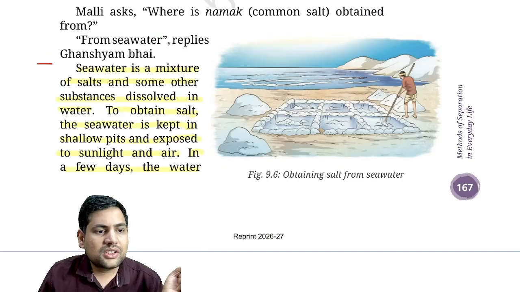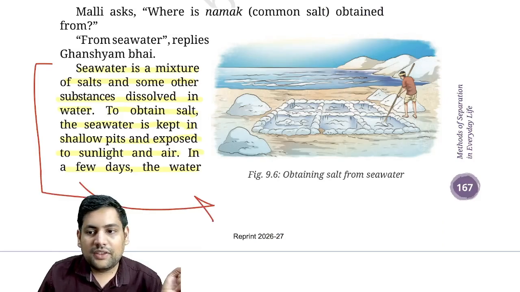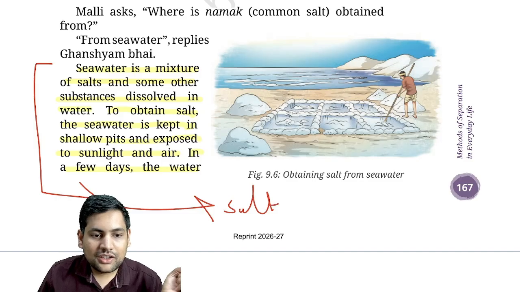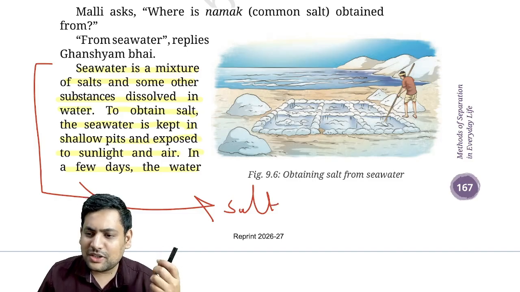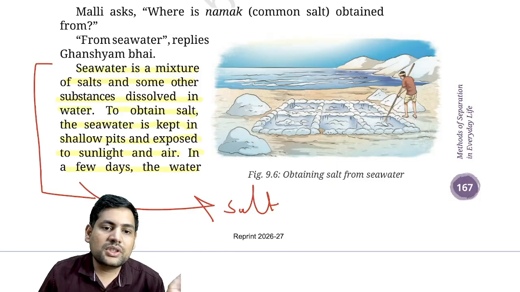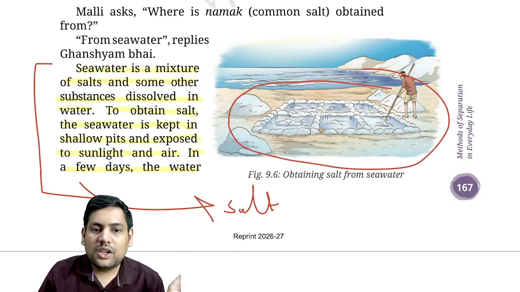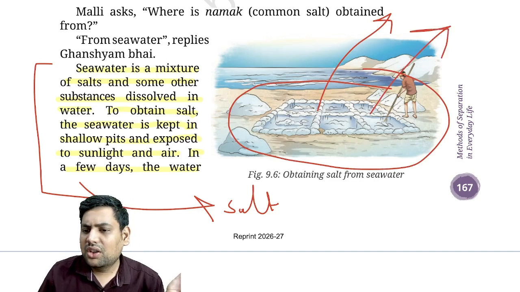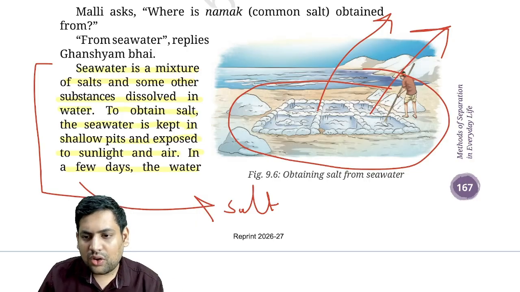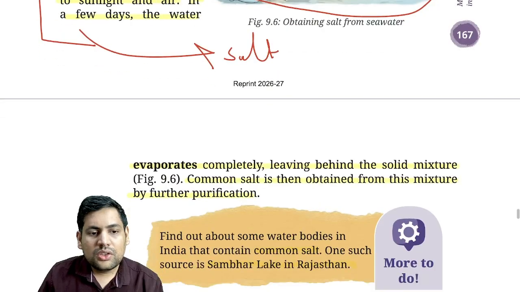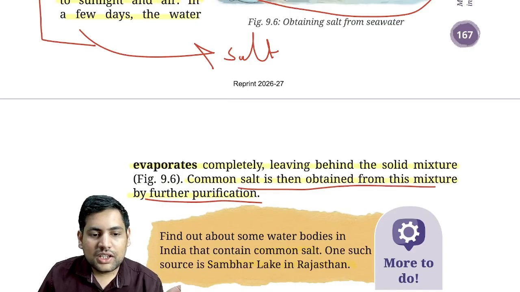Then seawater separation. From seawater, what do we get? Very famously, we get salt. We were not allowed to make salt, and then Gandhiji went on the Dandi March, all that. So you expose the seawater for a few days like this, then all the water evaporates. What is left is a small amount of salts and some mixture. From that, you eventually get common salt. Then it talks about Sambar Lake, which is a saltwater lake in India.